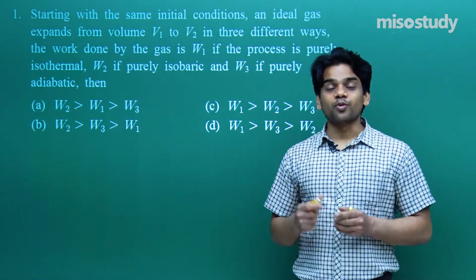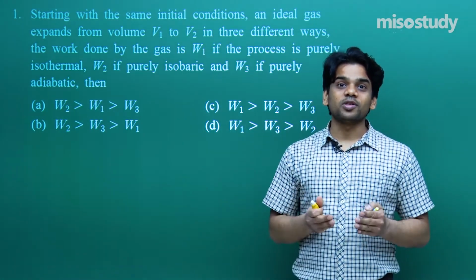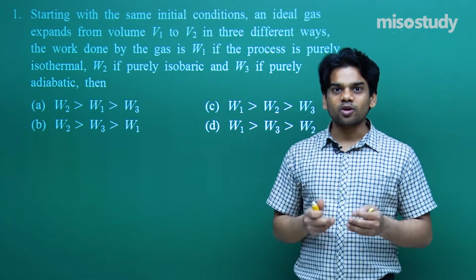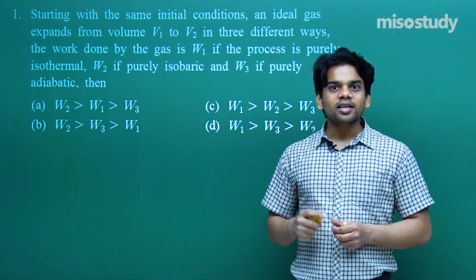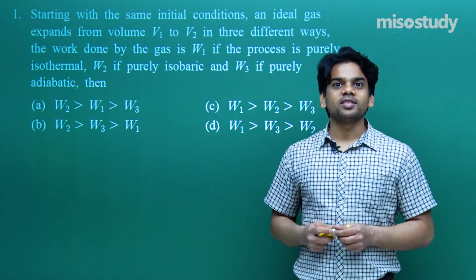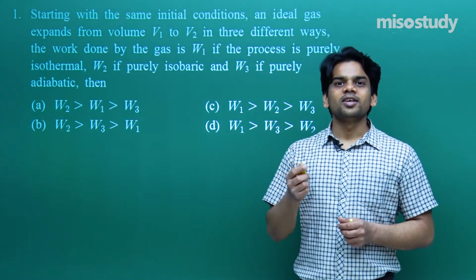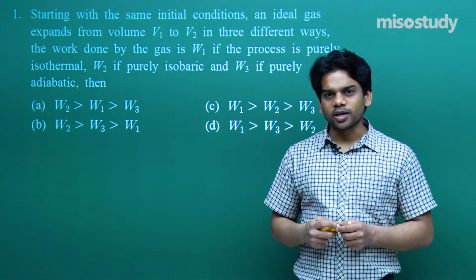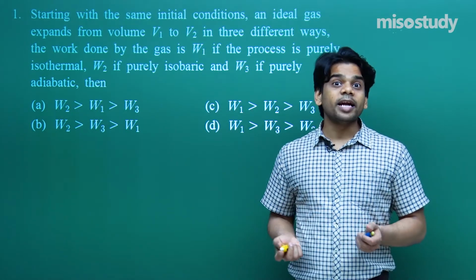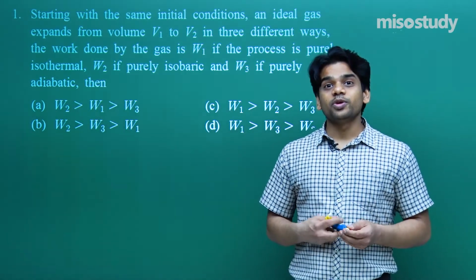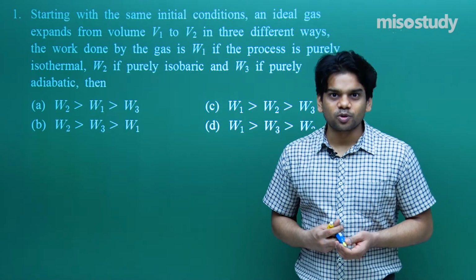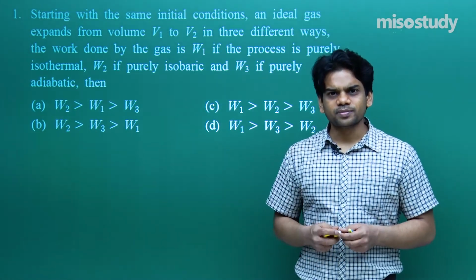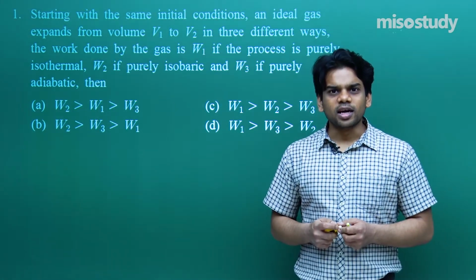We all know that work done during an isobaric process is W equal to P delta V. Work done during an isothermal process, we all know that, is 2.303 nRT log V2 by V1. And for work done in an adiabatic process, I have told you, it's P1 V1 minus P2 V2 divided by gamma minus 1. That is what we have learned in the case of these 3 work done.